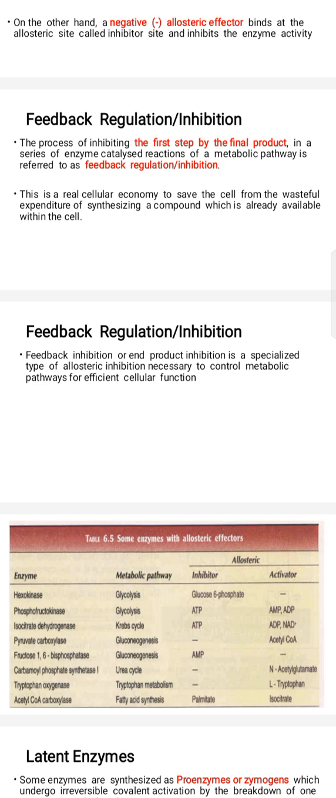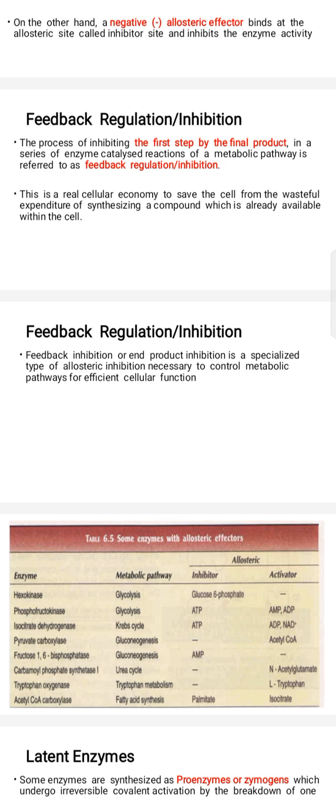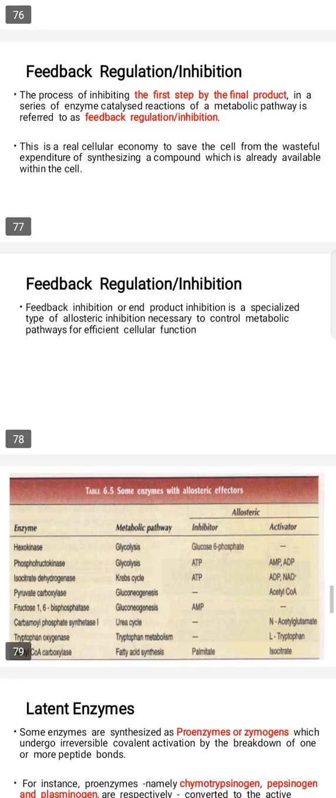So more or less, feedback regulation or inhibition in a cell or in the human body stops the body from producing so many substances which are already in the cell. That's all about feedback regulation or inhibition in our system.